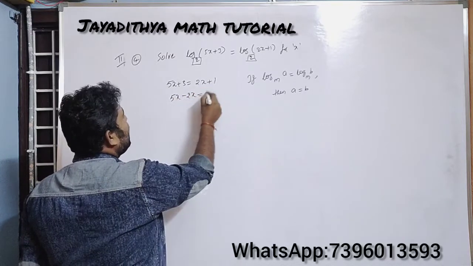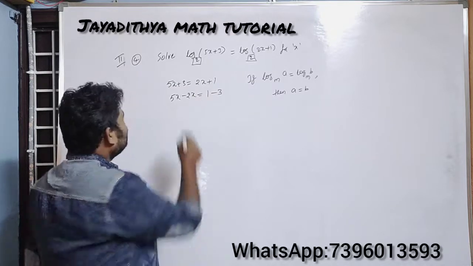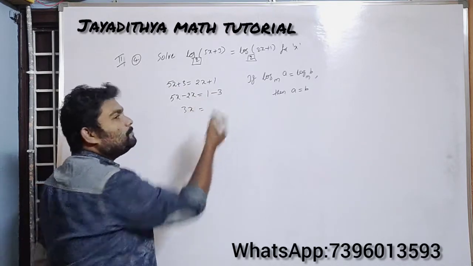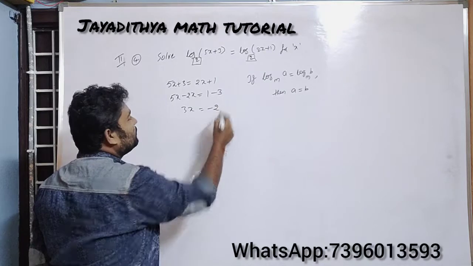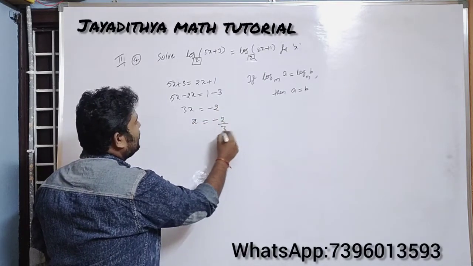That will be minus 2x. And here it is 1. If plus 3 comes to this side, it will be minus 3. So this is 3x equals 1 minus 3, which is minus 2. Some students will write plus 2 here. That is wrong. Okay, so now x equals what? That is minus 2 by 3.